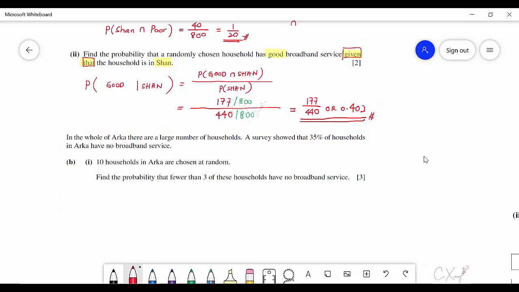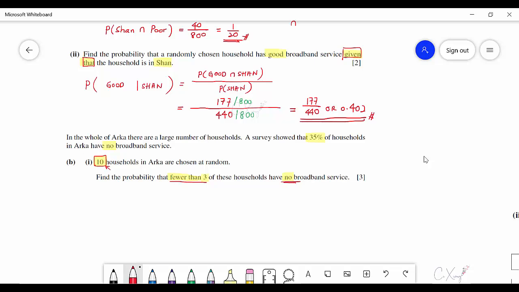Right, so for 7b, they are talking about the whole area. There are a large number of households, and the survey shows that 35% of the households have no broadband service. 10 households in the area are chosen at random. Fewer than 3 have no broadband service. Okay, so again, for this question itself, a large number of households are chosen at random. And then in the question itself, they are asking for fewer than 3 of these 10 households, something happened to them. So for this case, is having no broadband service.